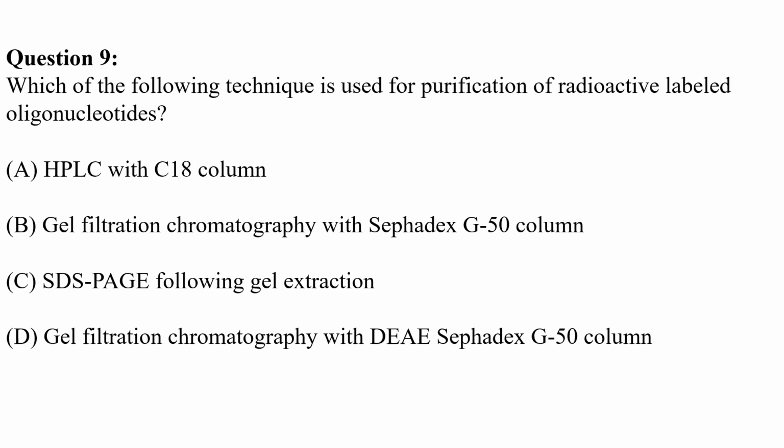So, coming to the next question, question number 9. Which of the following techniques is used for purification of radioactive labeled oligonucleotides? Option A, HPLC with C18 column. Option B, gel filtration chromatography with Sephadex G50 column. Option C, SDS page following gel extraction. And option D, gel filtration chromatography with DEAE Sephadex G50 column. So, which of the following techniques is used for purification of radioactive labeled oligonucleotides?